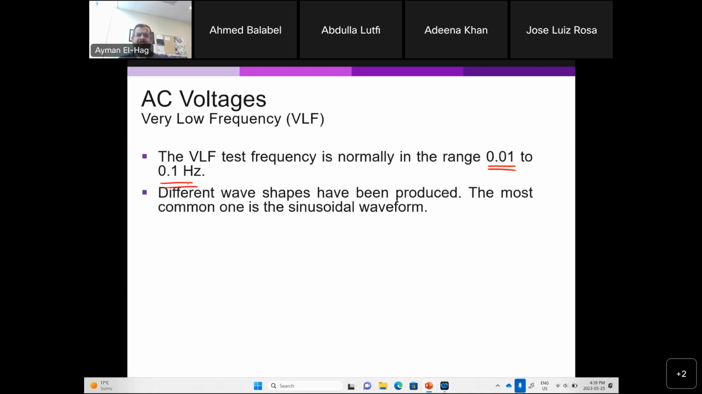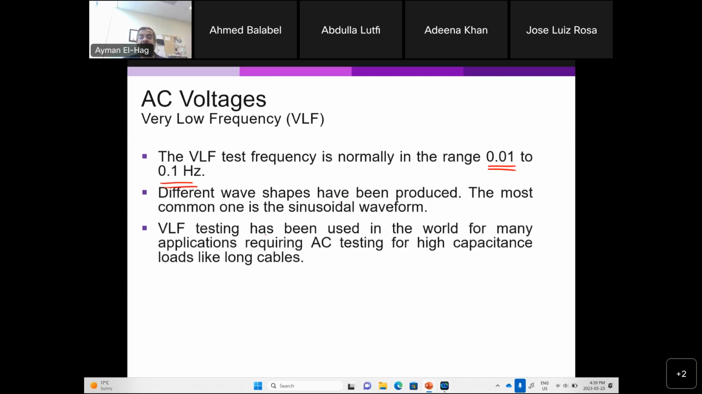Now, there are different shapes, but the most common one is the sinusoidal that represents actually the real voltage that we applied in the field. Now we use this one whenever we need to do an AC testing for high capacitance load. For example, long cables, and I will give an example why this is extremely important.